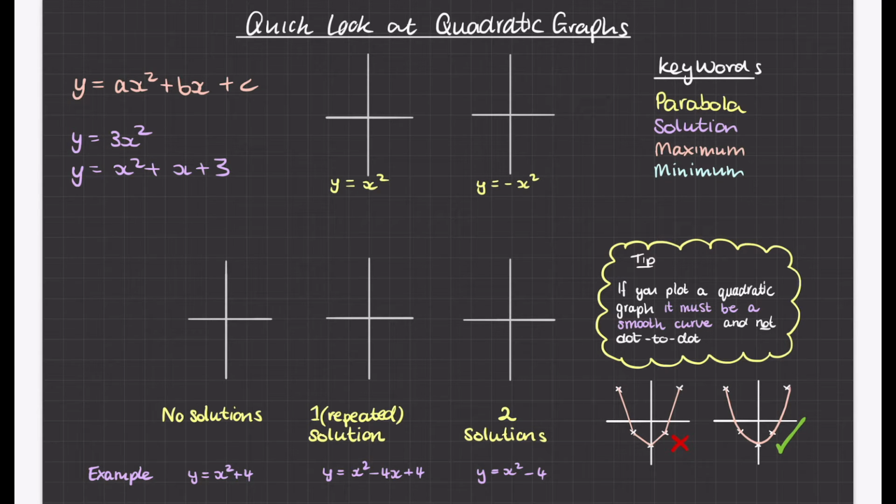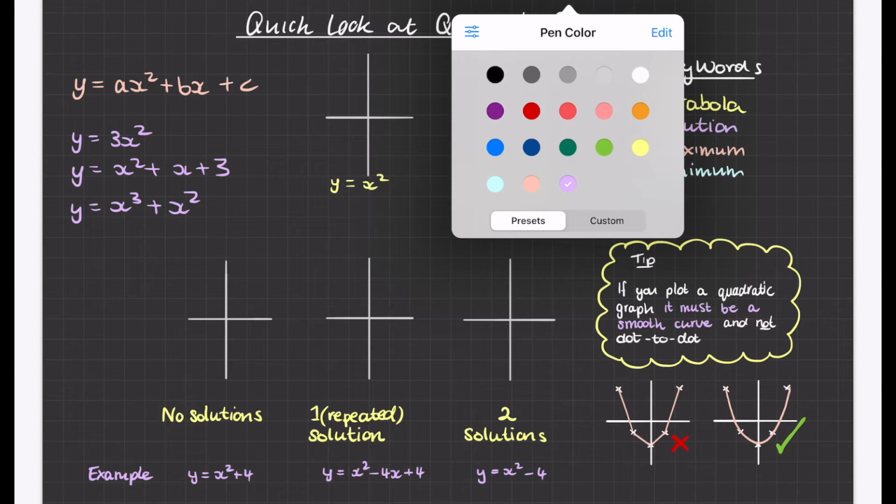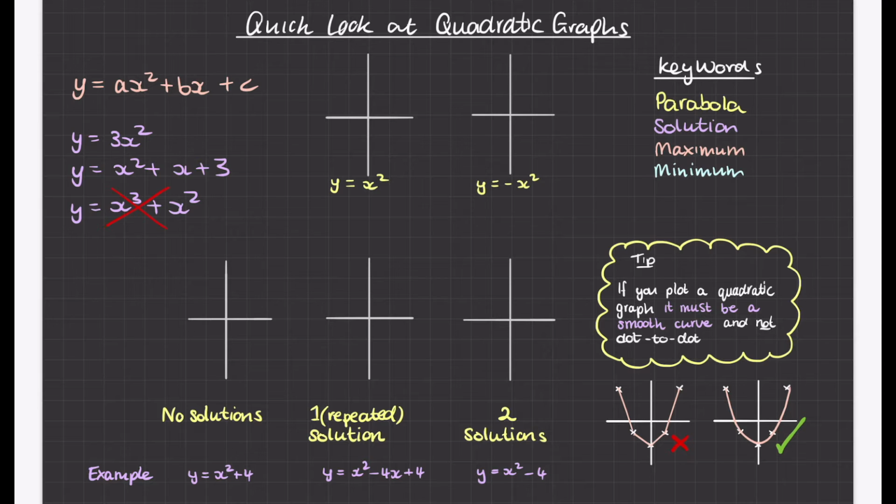If I had something like y equals x cubed plus x squared, this one would not be a quadratic equation because it's got x to the power of 3. Okay, we only want the maximum power of x to be a 2. So let's have a look at some simple ones here.